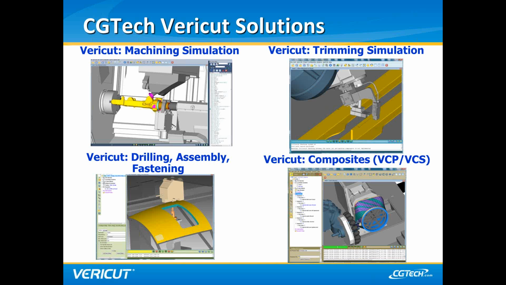So you're able to check for whether or not holes are drilled or fasteners are in the wrong position, whether you actually miss a hole or fastener, collisions, and then you can also verify for double drilled or double filled holes. The products that are more applicable to this presentation today will be the Vericut Composites, VCP and VCS applications, which you can see in the bottom right corner.